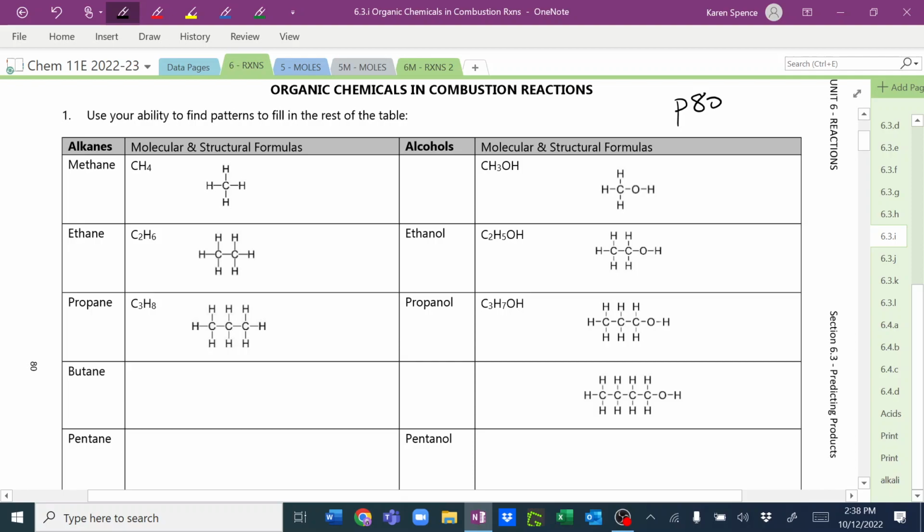Eight zero. Use your pattern matching ability to fill in those blanks.